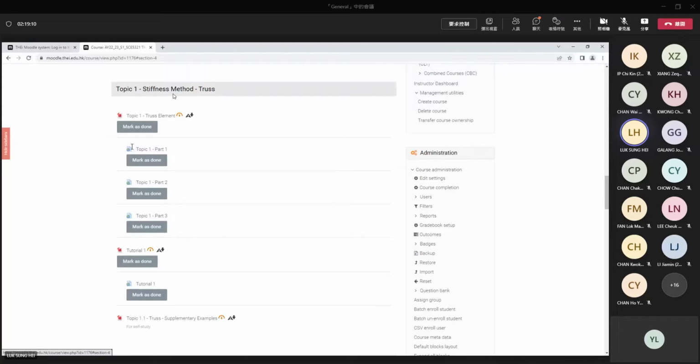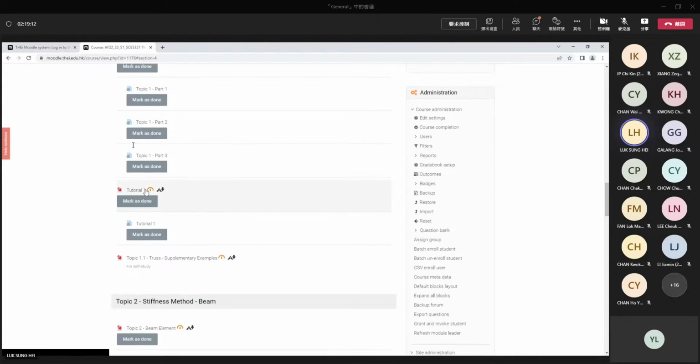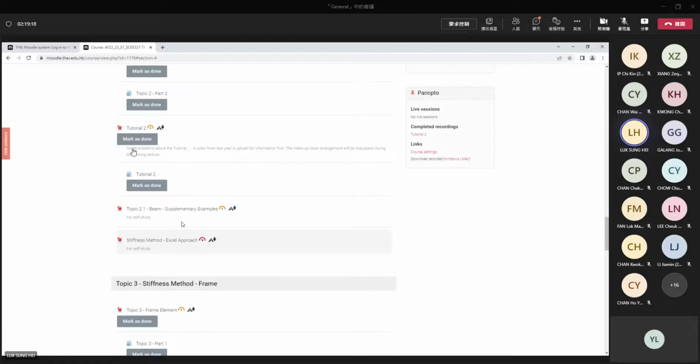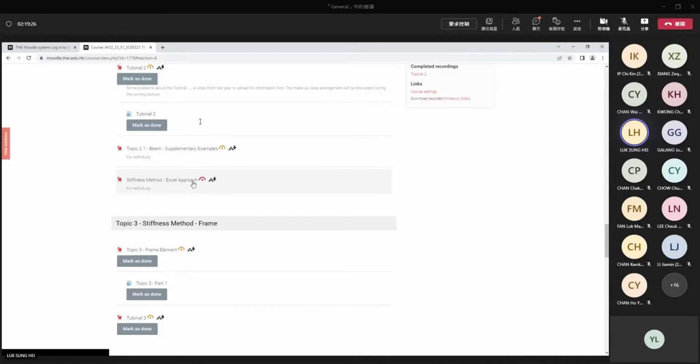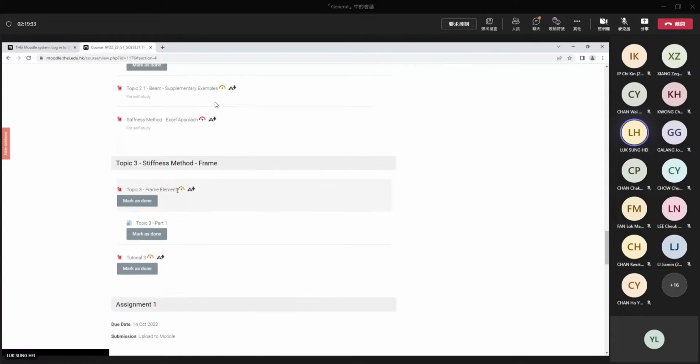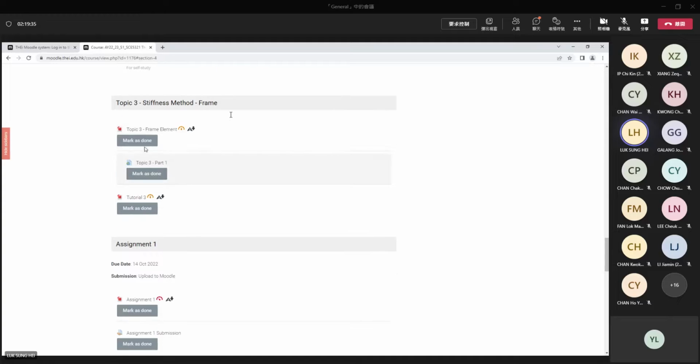For topic 1, I gave you the notes, I gave you the tutorial notes. I also uploaded some supplementary examples for truss, and also supplementary examples for beam. So if you want to do more practice, maybe you can have a look at these supplementary examples for your self-practice. And we have one set of notes for the Excel approach. If you want to use Excel, maybe you can have a look. Today we finished our frame, we finished our tutorial 3. So we finished all the contents for the Stiffness Method.